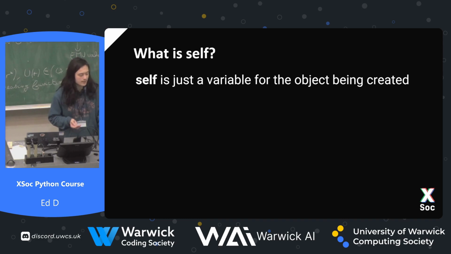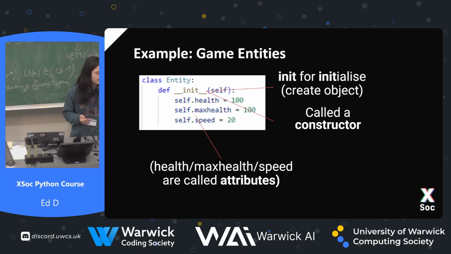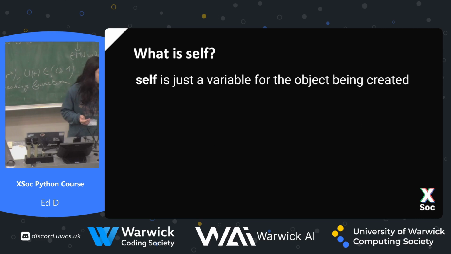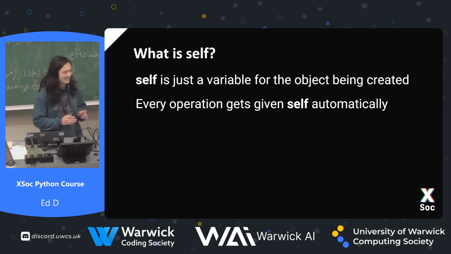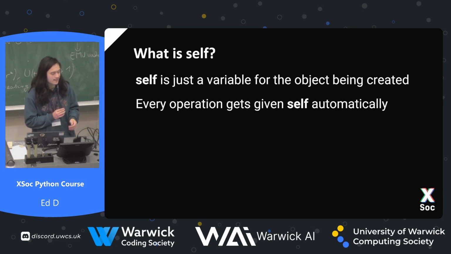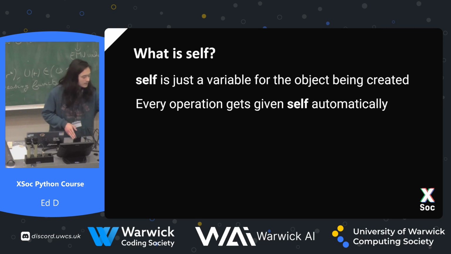So you might be asking, what is self? Just to remind you, self is this parameter here in the init function. So self is just a variable for the object being created. So it just refers to it, and every operation you define gets given self automatically. So the init operation, the special operation which constructs the object, that gets given self.